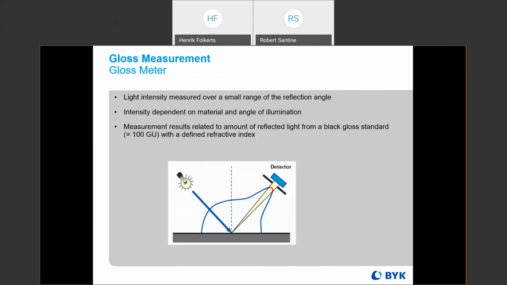So to build a gloss meter, light intensity is measured over a small range of the reflection angle. The measurement is dependent on the material and angle of illumination. The measurement results are related to the amount of reflected light from a black glass standard with a defined refractive index. A smooth black glass was defined as having a gloss value of 100 gloss units, and your gloss measurements are going to be relative to that smooth black glass. This is the standard for measuring with gloss meters.